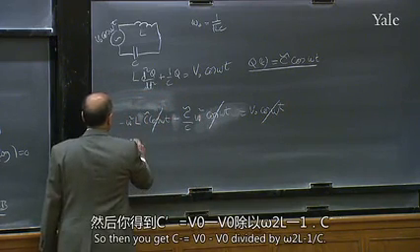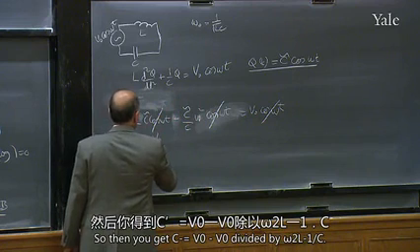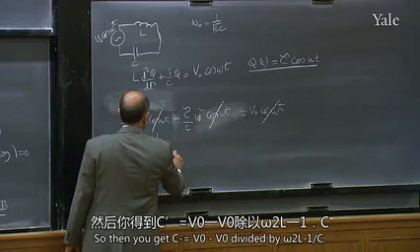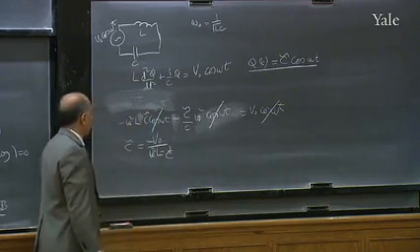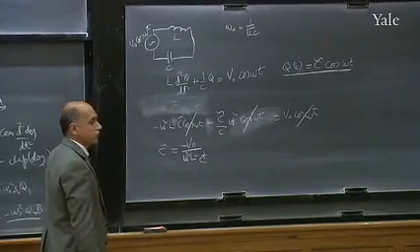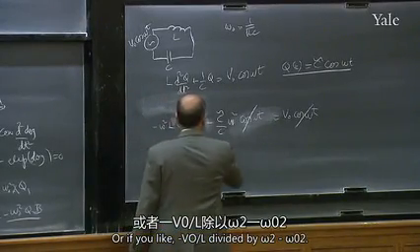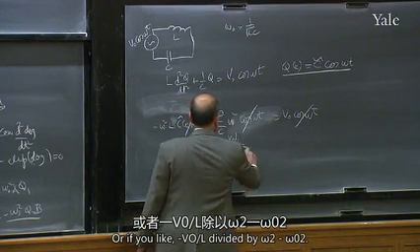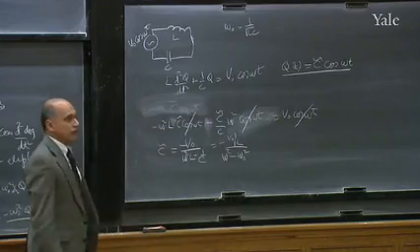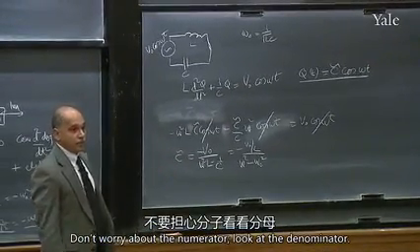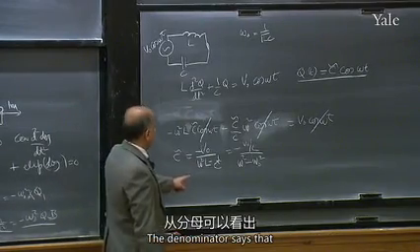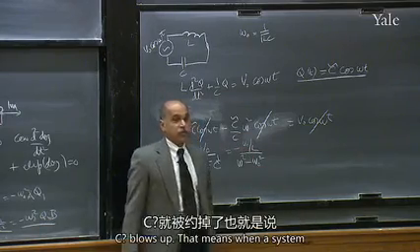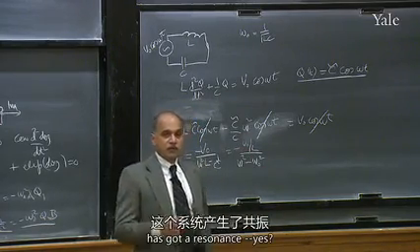So then you get C twiddle is equal to V naught divided by omega square L minus 1 over C. Or if you like, minus V naught over L divided by omega square minus omega naught square. Don't worry about the numerator. Look at the denominator. The denominator says that if your driving frequency is equal to the resonant frequency, C twiddle blows up. That means when a system has got a resonant frequency, yep.